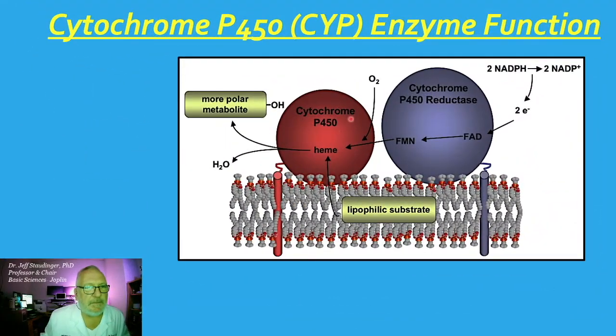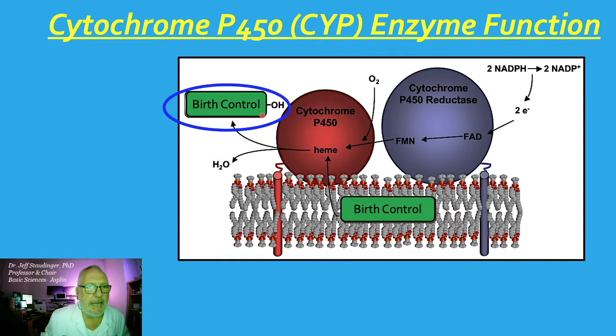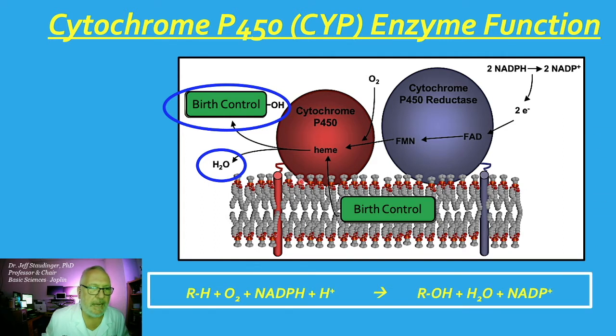The cytochrome P450 enzyme always occurs as a pair with cytochrome P450 reductase. This reductase takes two electrons from NADPH from the pentose phosphate pathway, moves these electrons through the system, passing them to heme, where they combine with molecular oxygen to produce water and a more polar hydroxylated metabolite. In our example, birth control, an OH group gets stuck on the steroid and water is produced, and the overall reaction can be shown here. Any drug combines with oxygen and NADPH to produce a hydroxylated form of the drug and water.